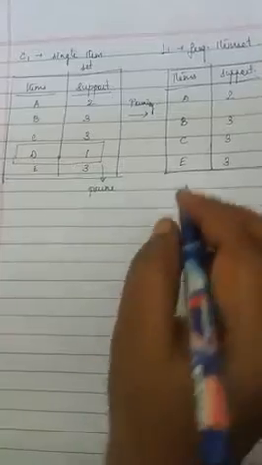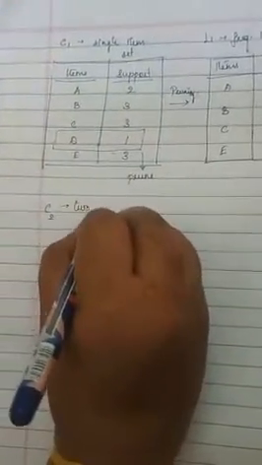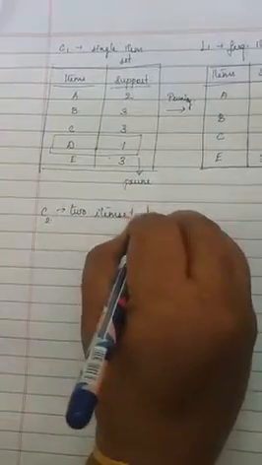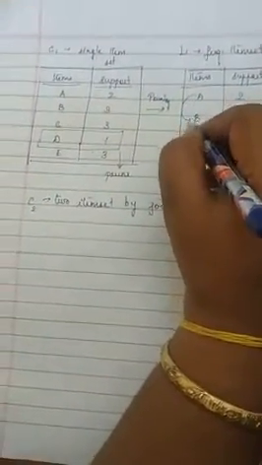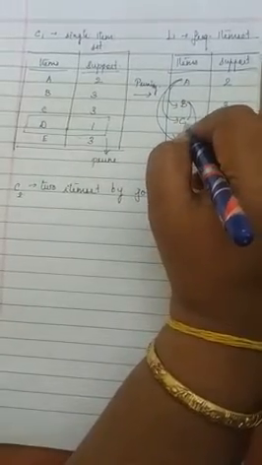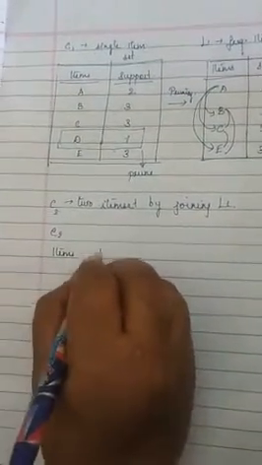Now we have to repeat the process again and perform the join operation. To create C2, first we created the single item set, and now we create the 2 item set. These 2 item sets are created by joining L1. How do we join L1? A with B, AC, AE, then BC, BE, and CE. That's all.